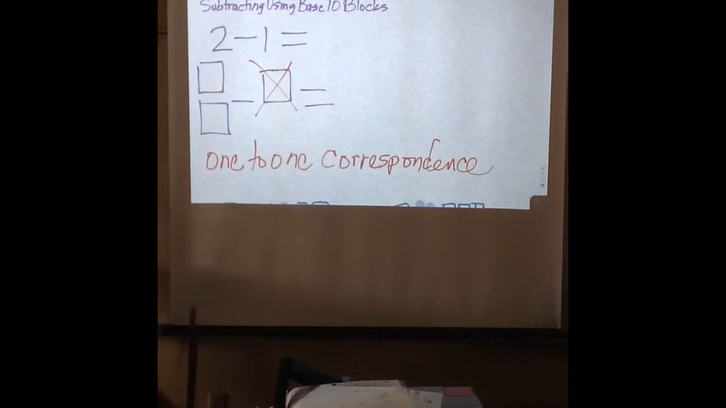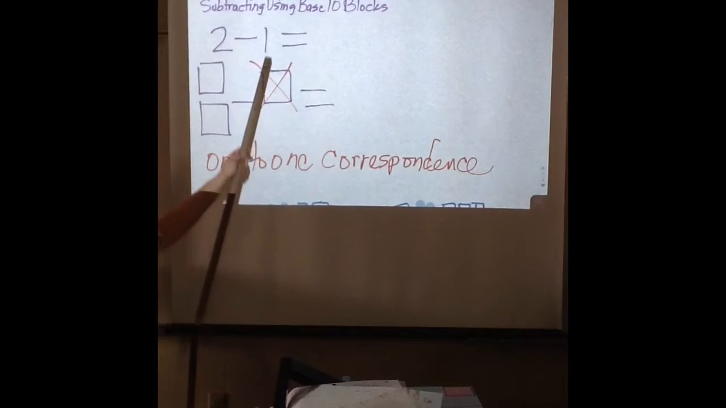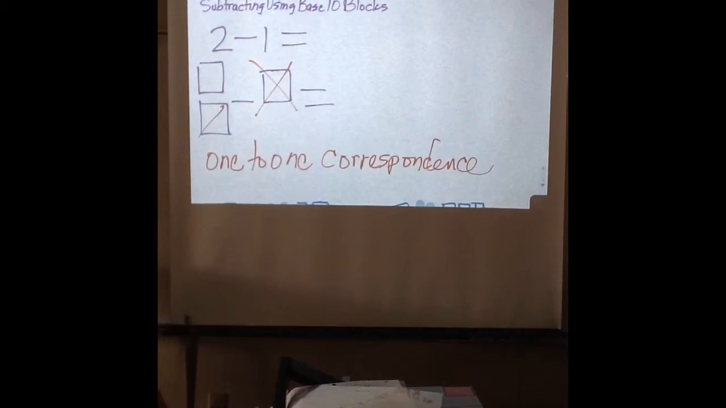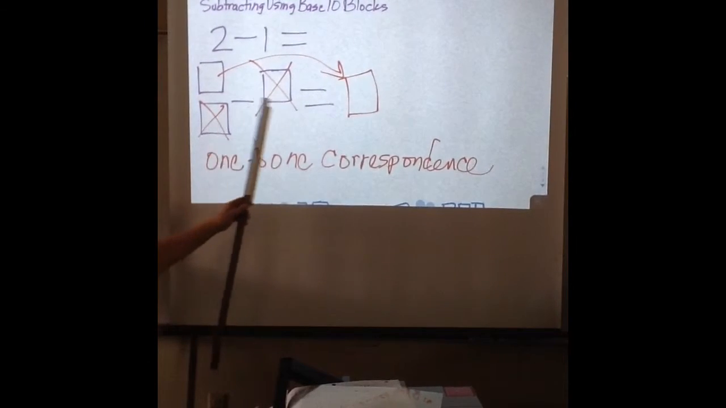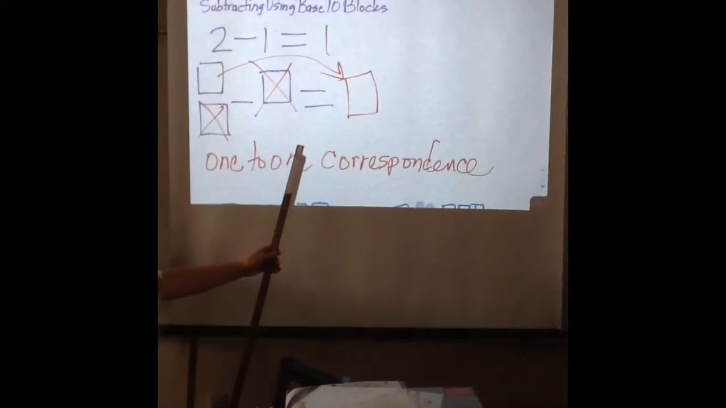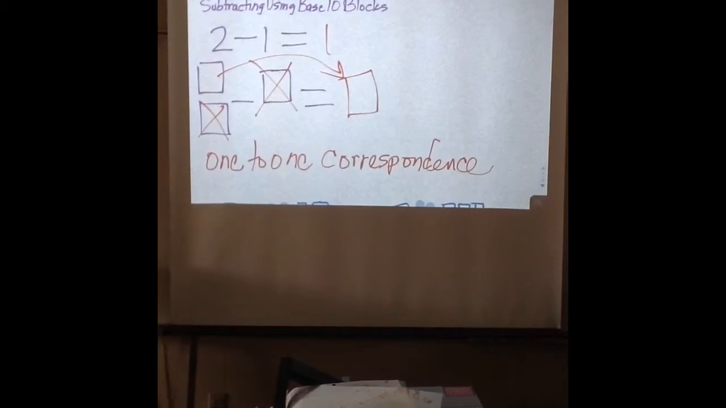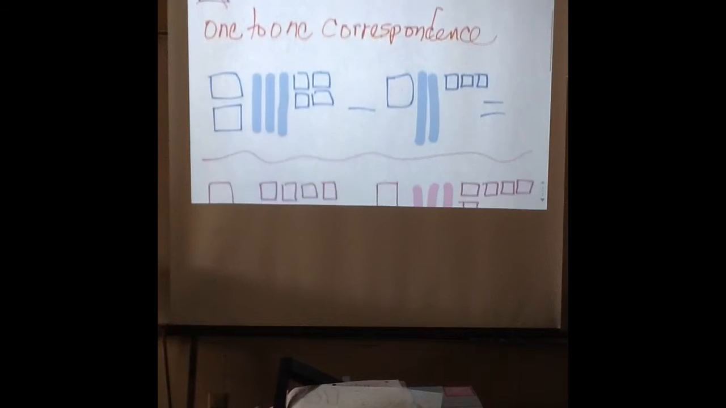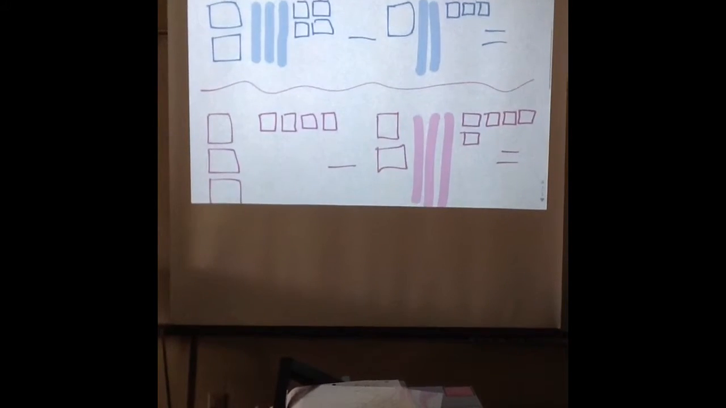So I'm going to cross this one off, right? That represents my 1. And I'm going to cross this one off because I'm taking 1 away. It's showing that. So my answer would be, this one is there, right? So I have 1 left. So 2 minus 1 is 1. Correct? Do you understand that? All right. Well, if you understand that, then let's move up a little ways, shall we?